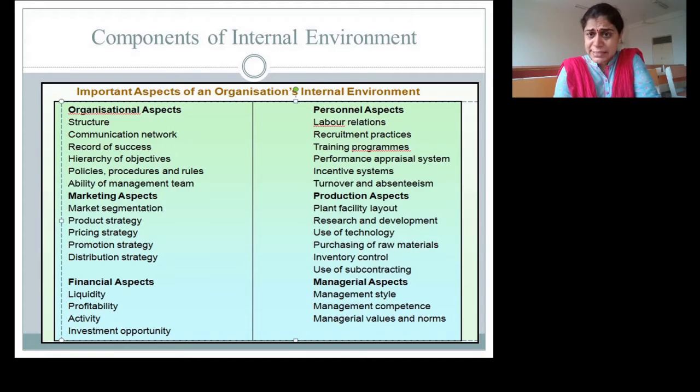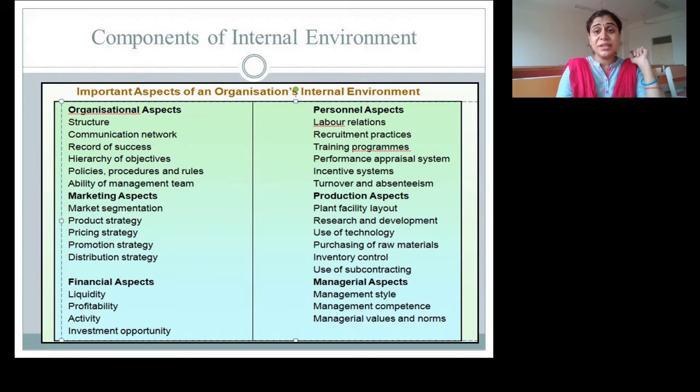Then we come down to the production aspects. What is the plant facility, how has the total plant setup been laid down, what is the use of technology, what kind of technology are they using, how do they purchase their raw material, how do they stock it, how do they maintain the inventory, and what is the method of subcontracting.